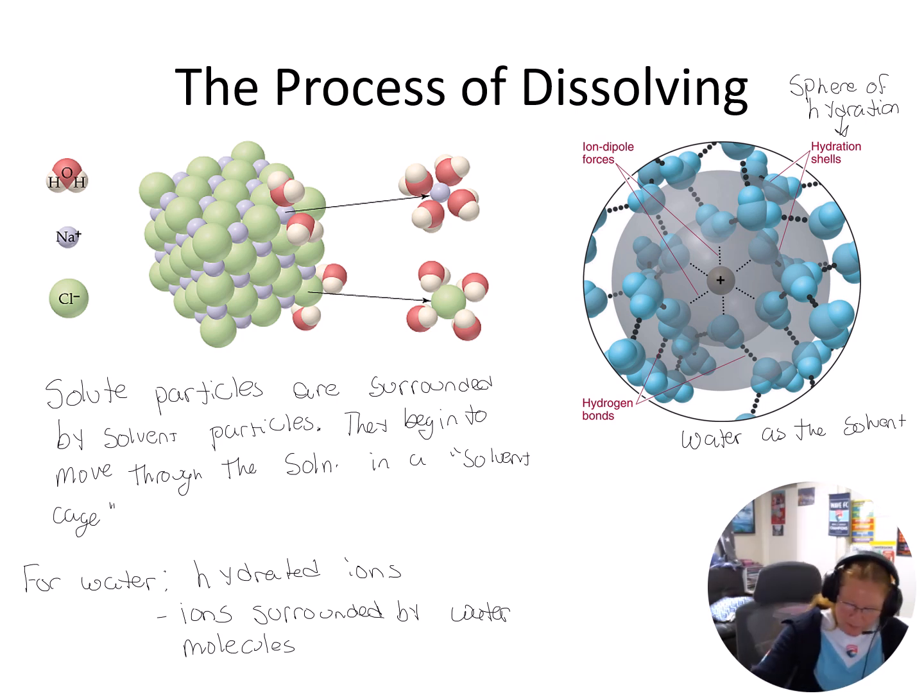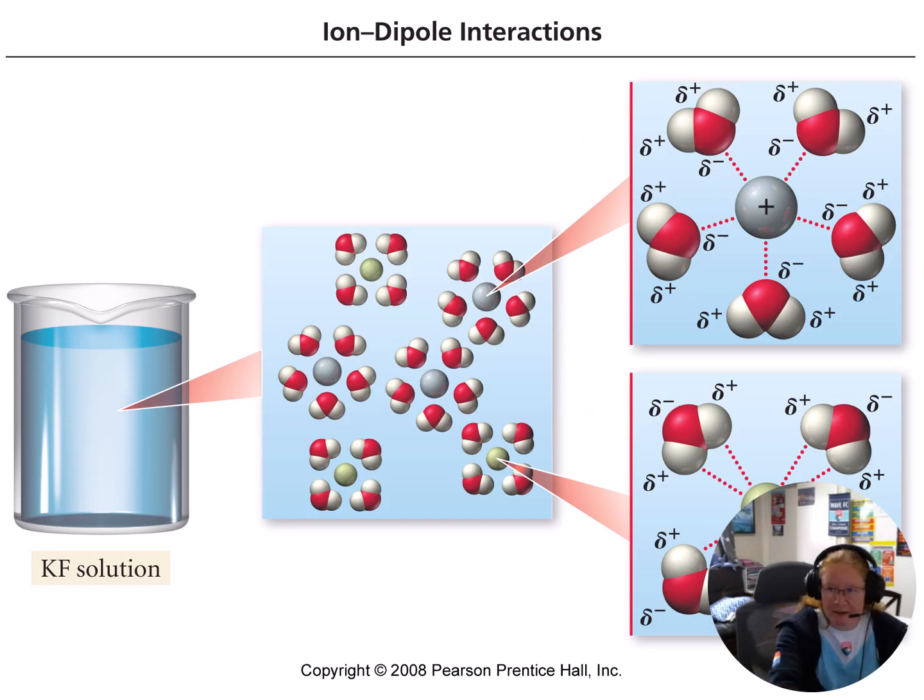To blow up a bigger particulate picture, here you can see potassium fluoride, and we have our spheres of hydration. We've got our little solvent cages where the water surrounds the ions: the negative end of water surrounds the cations and the positive end of water surrounds the anions.